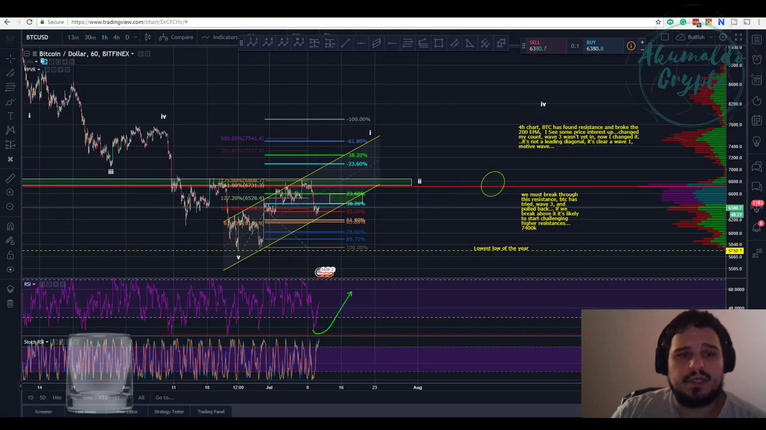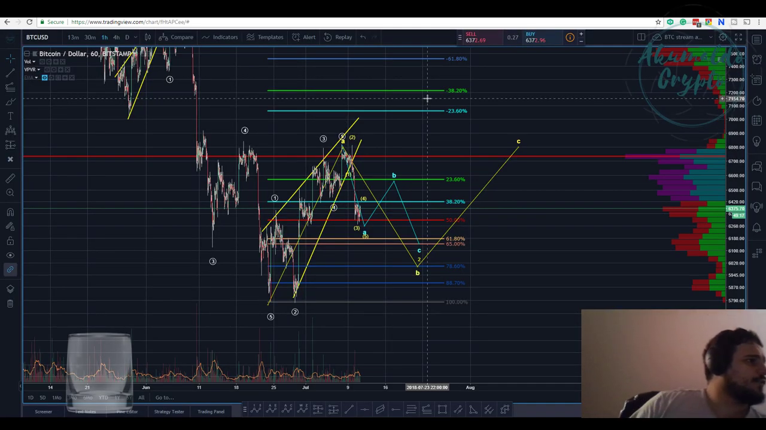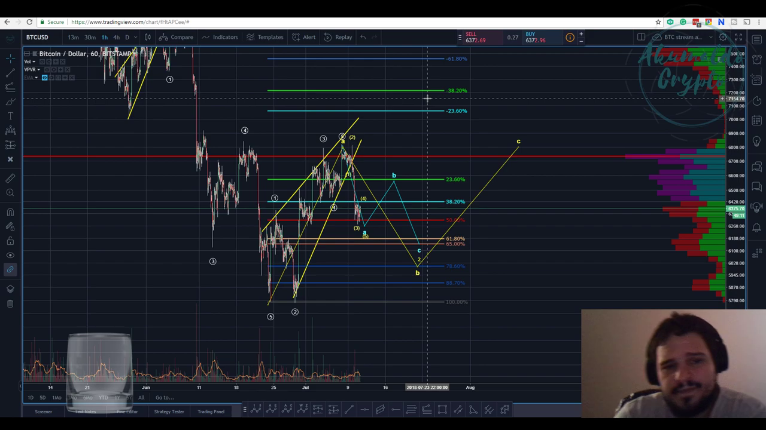So here we have our Bitcoin chart. If you follow me on Let's Go Evil Gemini, thanks for having you here, huh? So here we have our Bitcoin chart.